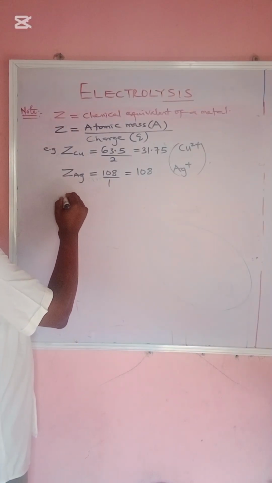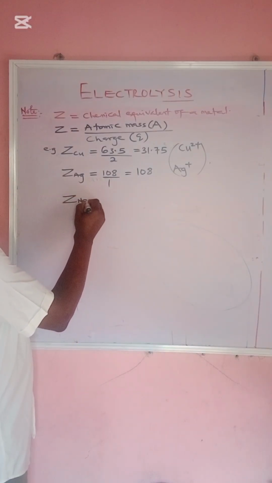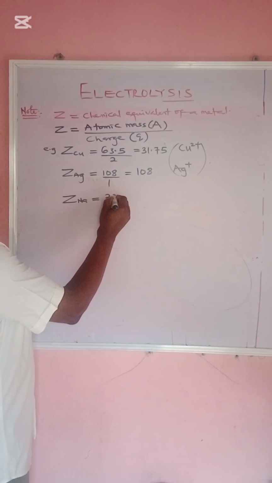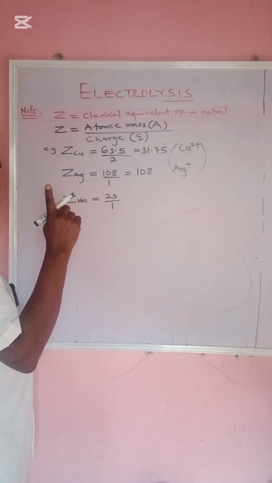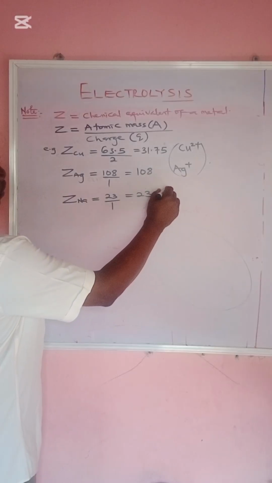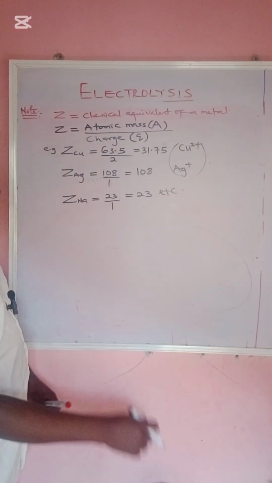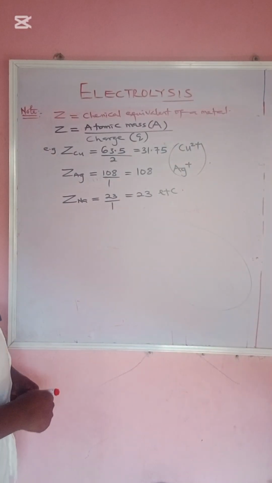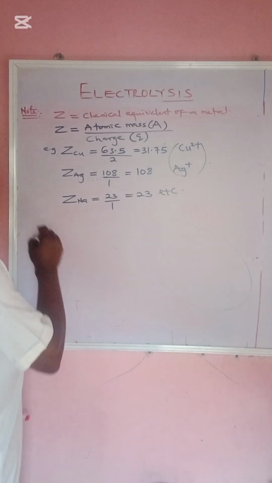Let's see that of sodium, Na. Sodium is 23, and the charge is plus 1, so that will be 23. That's how to calculate chemical equivalent. So the next thing is to look at an example.